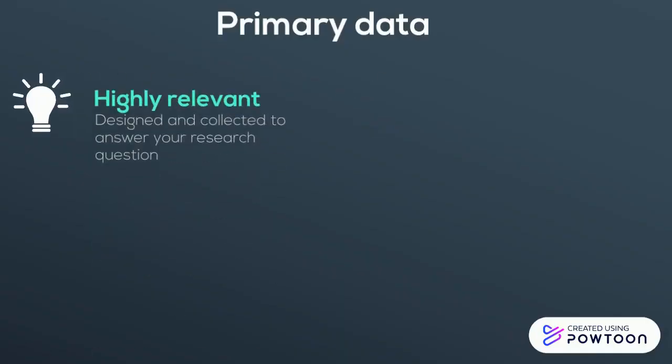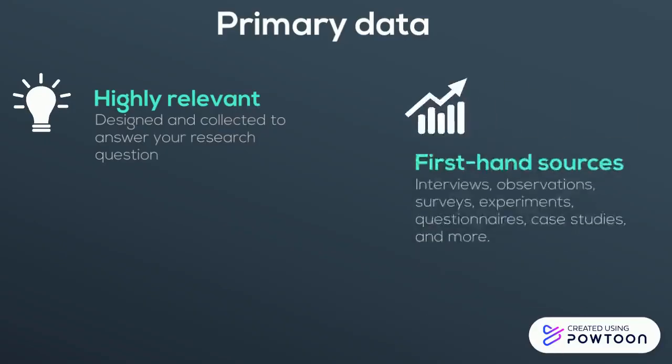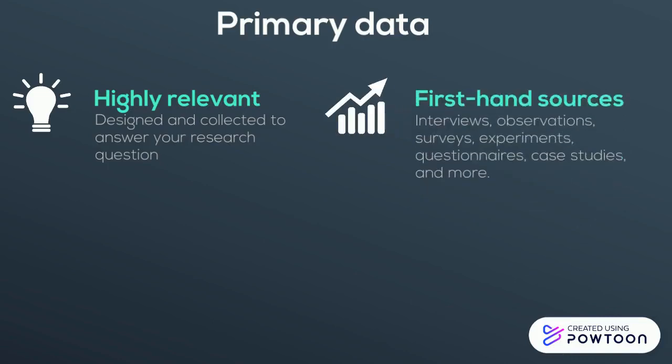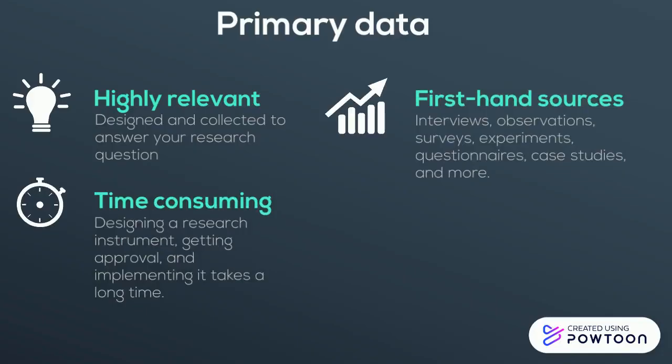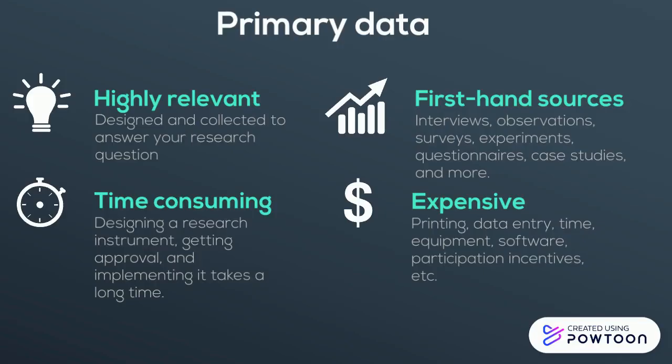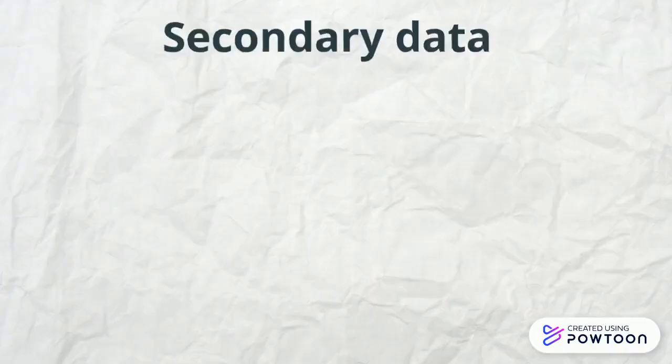Primary data is highly relevant. That's because it was designed and collected to answer your specific research question. It comes from first-hand sources such as surveys, questionnaires, and interviews. It's time-consuming to design, collect, and interpret the data, and for similar reasons, it can be quite expensive.